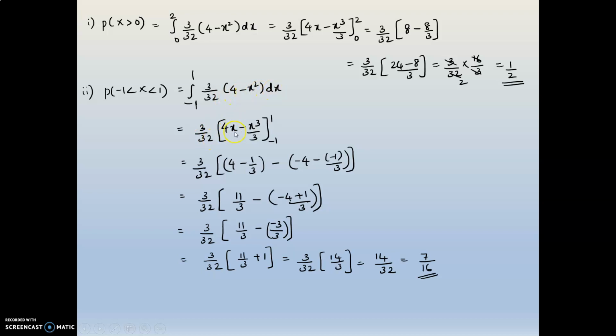So 3 upon 32, (4x minus x cube upon 3) from minus 1 to 1. 3 upon 32, [4 minus 1 upon 3 minus (minus 4 minus 1 upon 3)]. 3 upon 32, 12 minus 1, that is 11 upon 3, minus (minus 4 plus 1 upon 3), that is minus 11 upon 3. So you will get 3 upon 32 into 14 upon 3, that's equal to 14 upon 32, which can be written as 7 upon 16. That is the answer for this question.